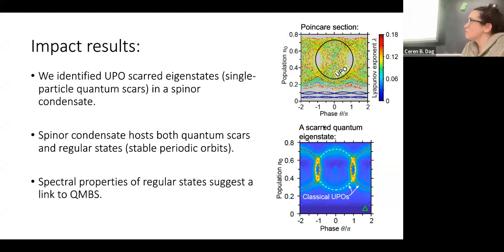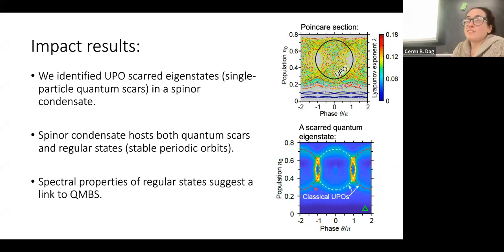So I will first very briefly tell you what we achieved in this work, and then I'll get into the details. Basically, we found UPO scarred eigenstates in a spinor condensate. They look like this in the coherent state basis. You can see the quantum eigenstate here has enhanced probability density around the UPOs.